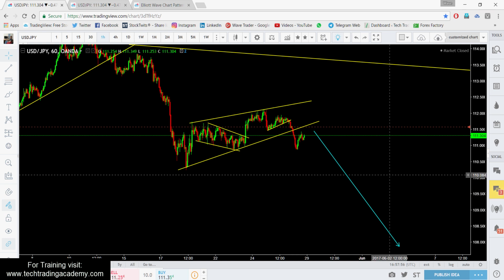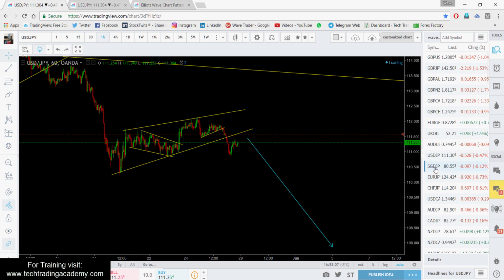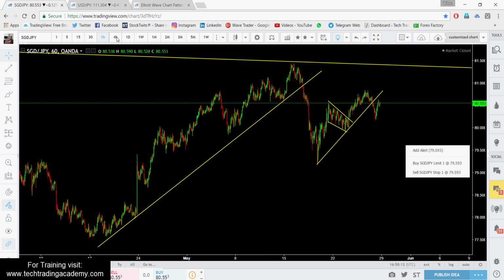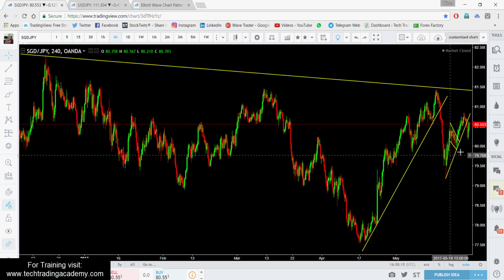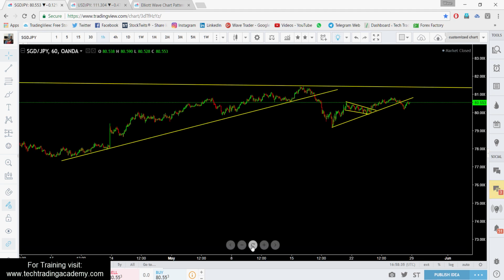Okay, so this triangle pattern formation is just breaking. It is a continuation formation, and we are looking for continuation to the downside. So good luck on this pair, and similar here on this pair. These two pairs are quite similar to each other. We have seen an impulse, we are having a continuation formation, and we are looking for another impulse to the downside. Yeah, continuation. This trade on USD yen and this trade on Singapore dollar yen, up to that area. Both are quite similar, so the formation is going to be similar on both pairs.